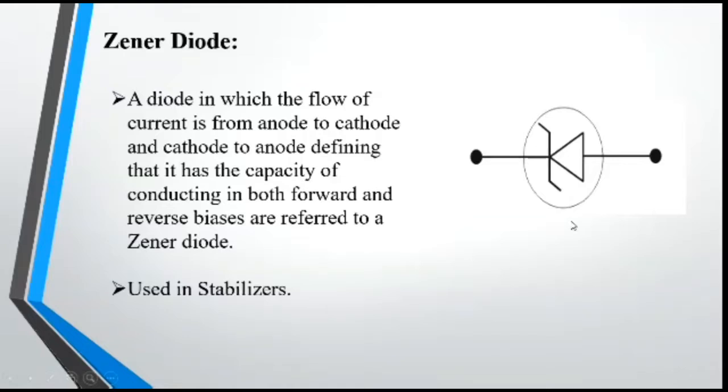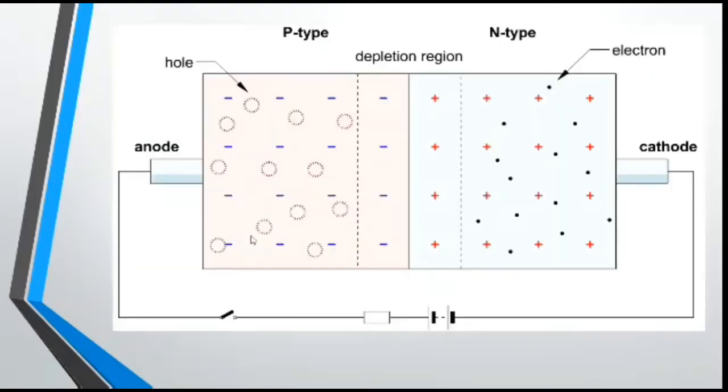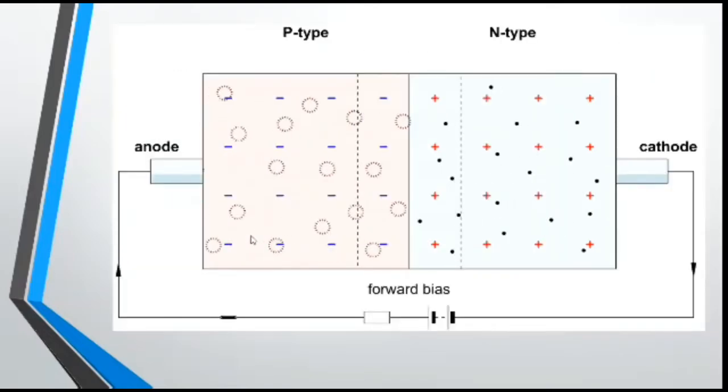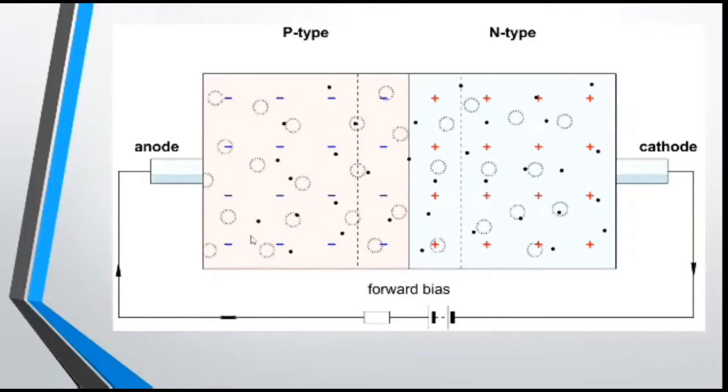Hence, a diode in which the flow of current is from anode to cathode and cathode to anode, meaning it has the capacity of conducting in both forward and reverse biases, is referred to as a Zener diode. It can simply be said to be a specially designed, highly doped PN junction diode. Now let's discuss the working of the Zener diode. Before that, we should see the working of the PN junction diode first.